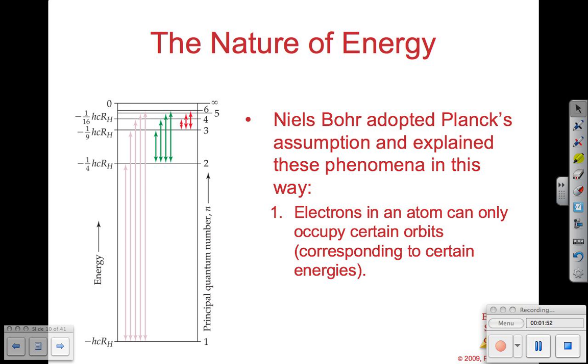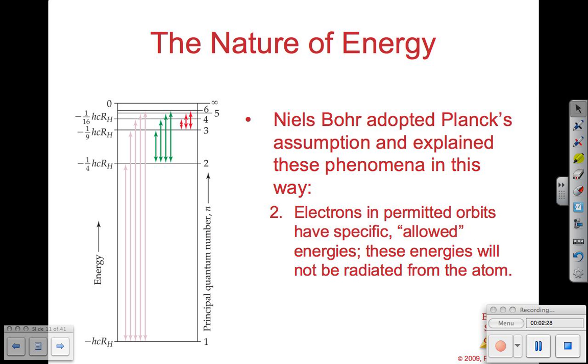One, electrons in an atom can only occupy certain orbits corresponding to certain energies. The idea that the electron, rather than being able to be wherever around the nucleus, is in fixed locations around the nucleus. Now, Niels Bohr held to the idea of orbits. We'll get to how that changed slightly, but really this idea that the electron is bound in certain regions because of these bands of light that we saw when the electrons get excited.